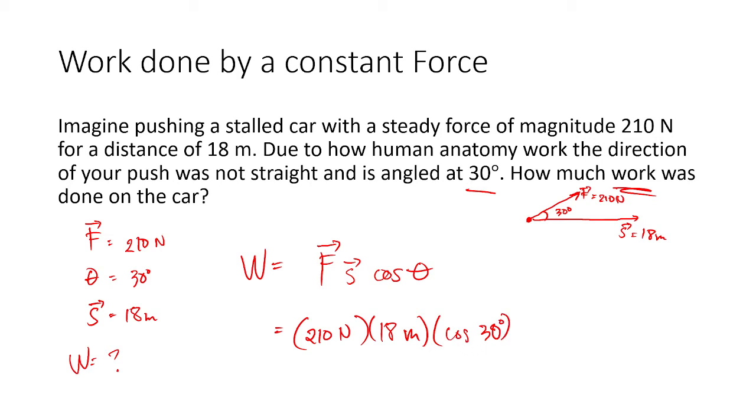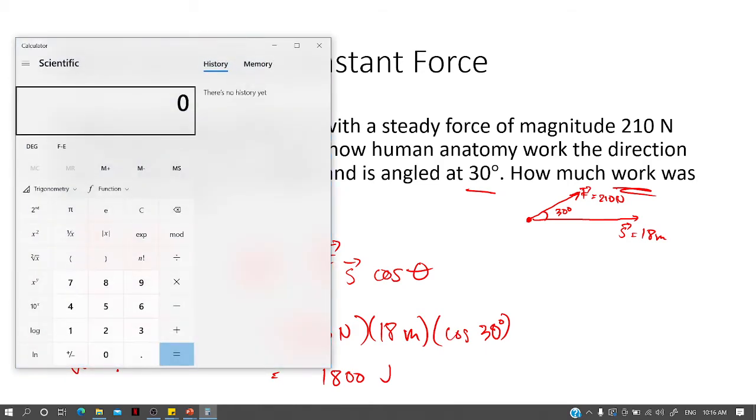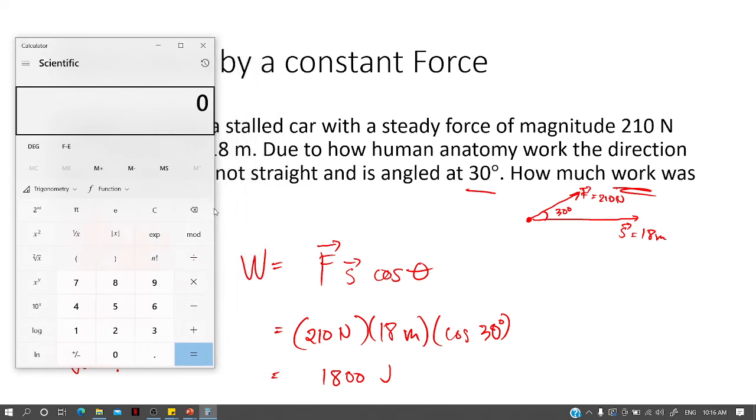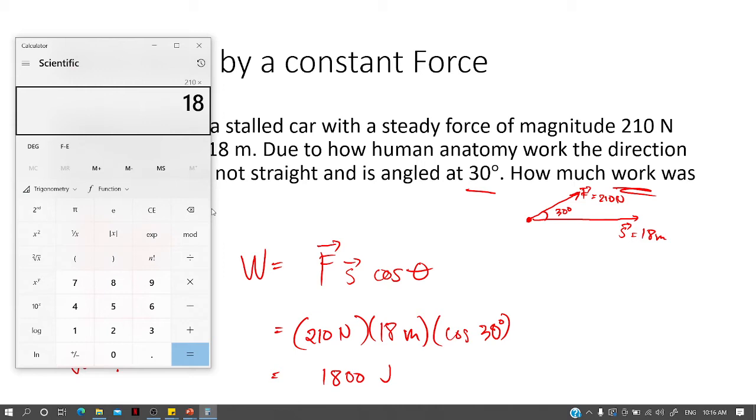Cosine of 30 degrees is somewhere about 0.83. And we have here 210 times 18. So we will have here 1,800. Let me just compute. So let me just get the calculator. So for that, we have here 210 multiplied to 18 multiplied to cosine. Wait lang. Baliktarin natin class ng computation ha.